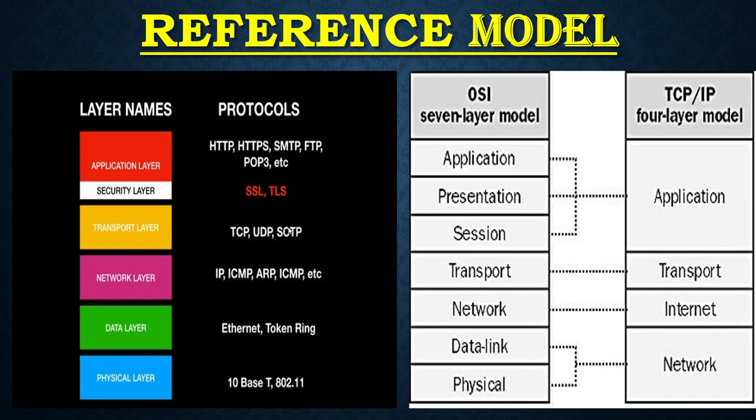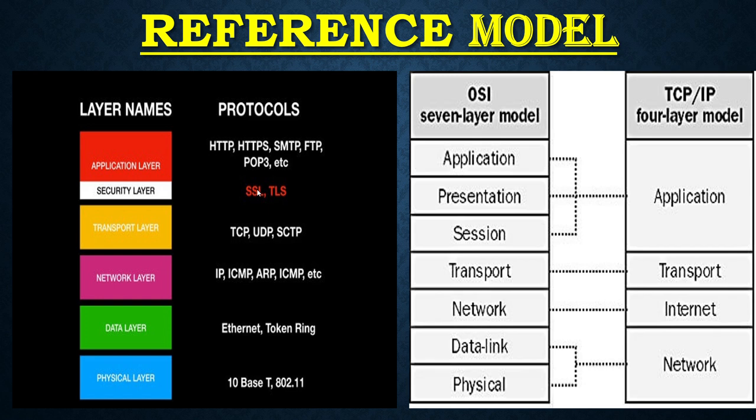And TCP, UDP, SCTP come under the transport layer. IP, ICMP, ARP, etc. come under the network layer. Ethernet and token ring come under the data link layer. And 10BASE-T and 802.11 come under the physical layer. The application, presentation, and session layers come under the application layer.